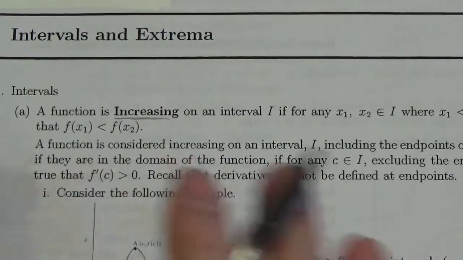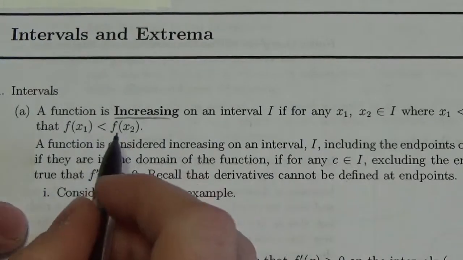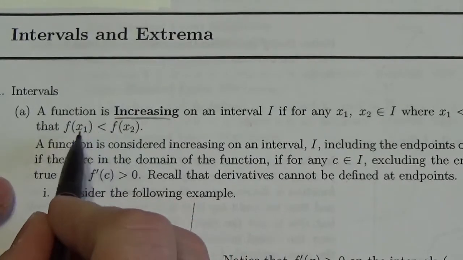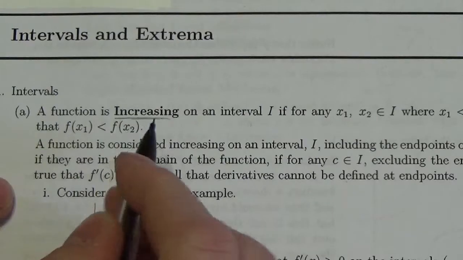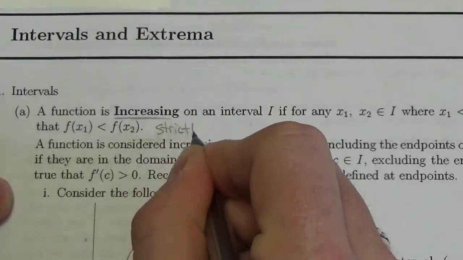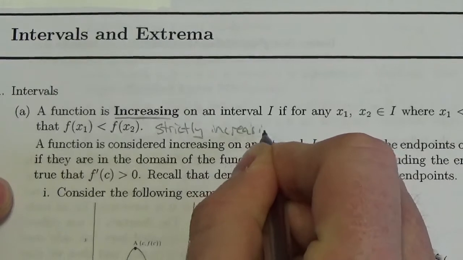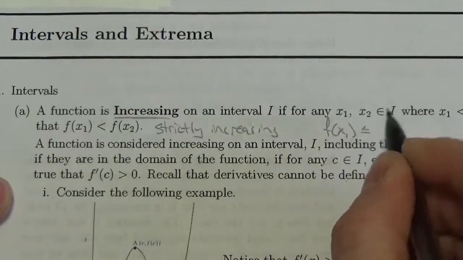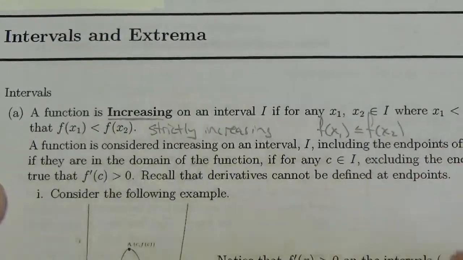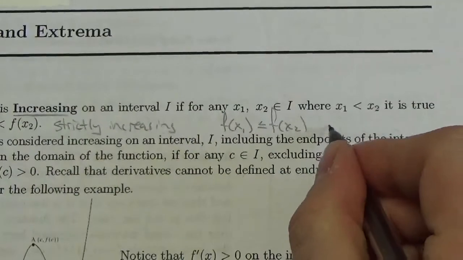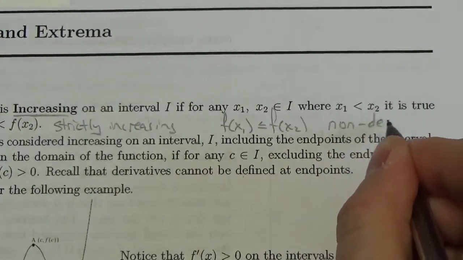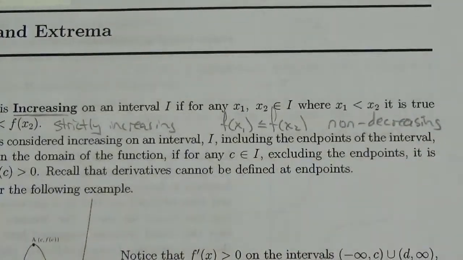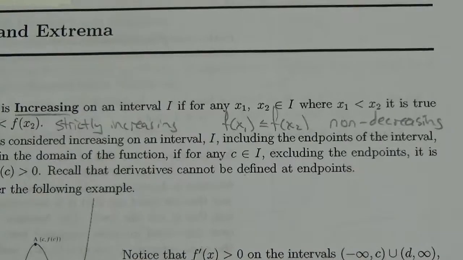Now, by the way, for those people that are a little bit more nitpicky about this, if this is true, specifically that f of x1 is always less than f of x2, this is actually what we call strictly increasing. Okay? Strictly increasing. If, on the other hand, it's true that f of x1 is less than or equal to f of x2, I love what they do with this. This is considered non-decreasing. Nice way to kind of spin that. Anyway, that's okay. So let's keep going here.